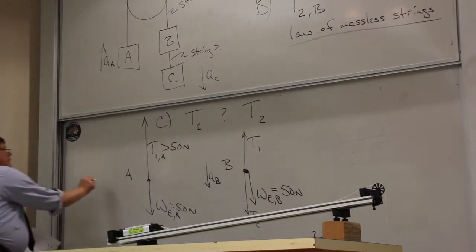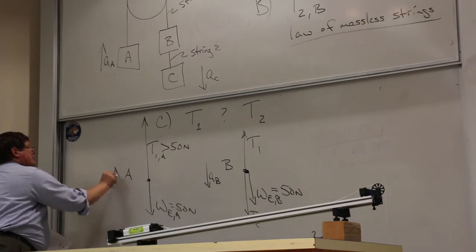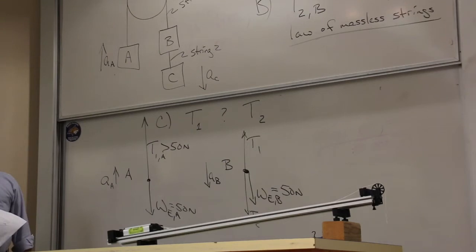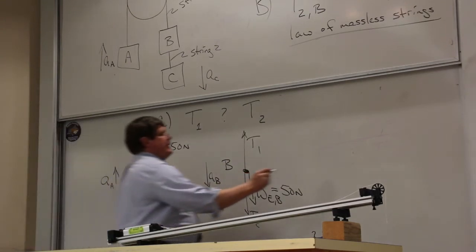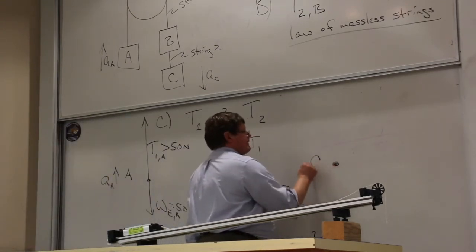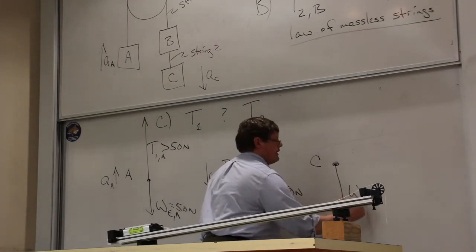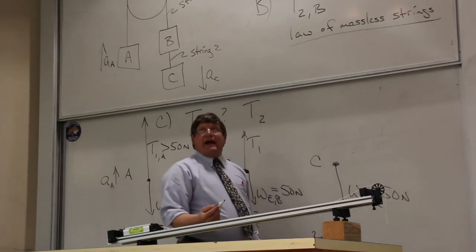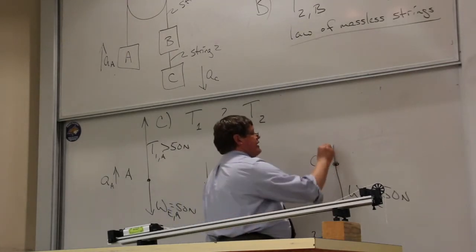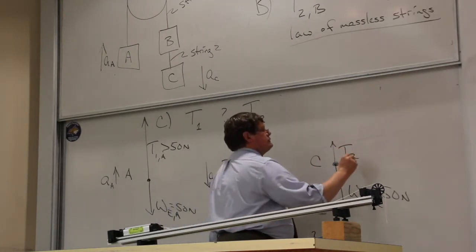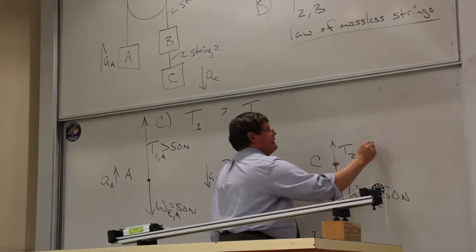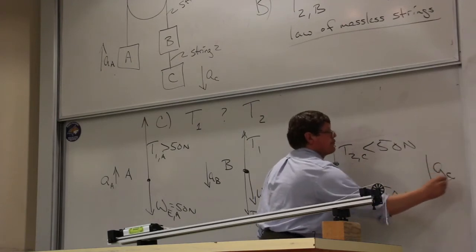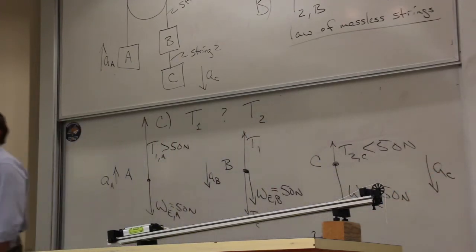Because the acceleration of A is up, this diagram has to scream that acceleration. Now if I draw a free body diagram for C, I have a weight force, again, equal to 50 newtons. The only thing acting on C besides the weight is the tension in string 2, and that's got to be less than 50 newtons. Again, because this diagram has to scream down.